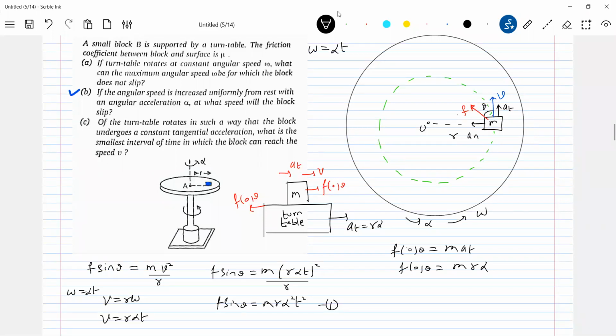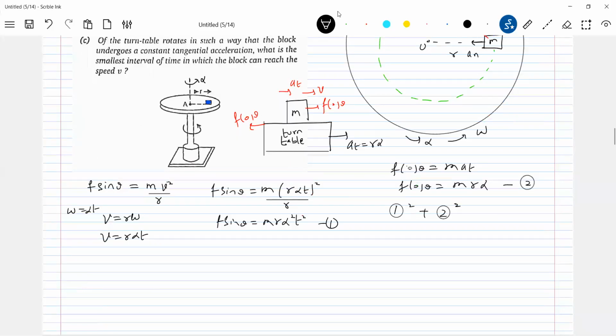The angular speed is increased uniformly from rest with an angular acceleration alpha. At what speed will the block slip? So first we should calculate the time at which slipping occurs. When slipping, I'll square and add these two equations. Why squaring and adding? Because I want to eliminate the theta. So I'll scroll down, squaring and adding.